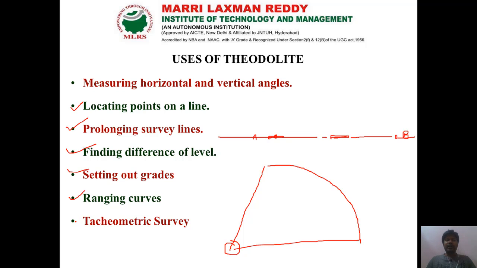Then the last one is tachymetric survey. Whenever we can't access the position of a point, in that situation I can get the distance between the two station points with the help of the leveling staff reading and the corresponding angle. I can get the distance between the two station points, and that is called tachymetric survey. So these are all the things I can do with the help of a theodolite, and these are the uses of our theodolite instrument.